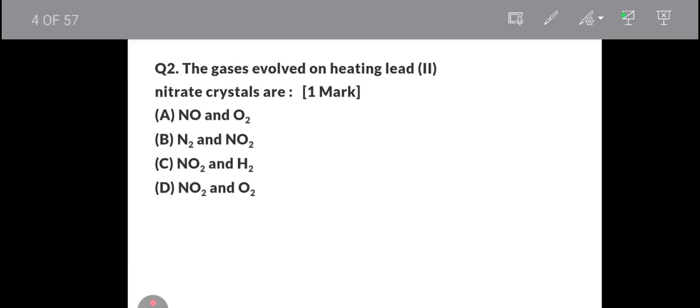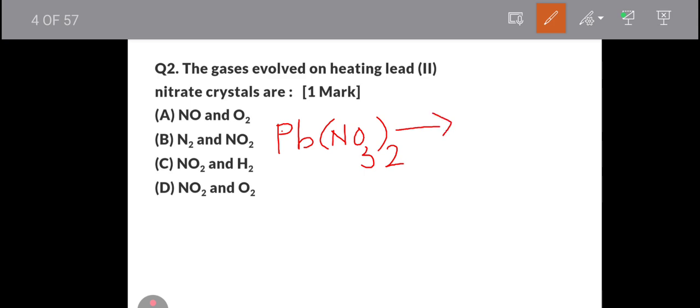The question is, which gases are evolved when lead nitrate crystals are heated? Okay, so lead nitrate, Pb(NO3)2. So this is lead nitrate. Once the lead nitrate crystals are heated, what happens?